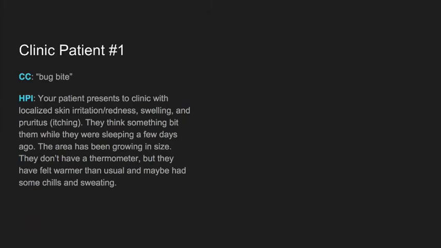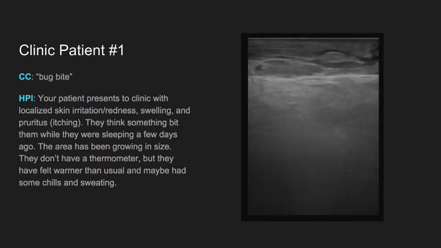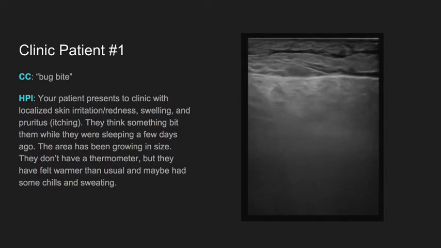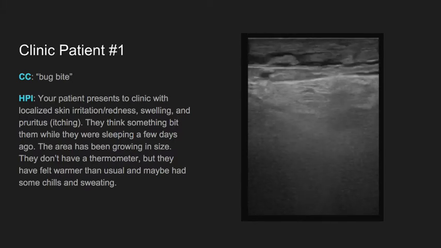Alright, now that we have that primer, we can go back to our case. So remember our patient with a bug bite. We do an ultrasound and this is what we see. How is this useful? One of the main uses of soft tissue ultrasound is to distinguish between cellulitis and abscess. This is important because management is different and abscesses may need to be drained.